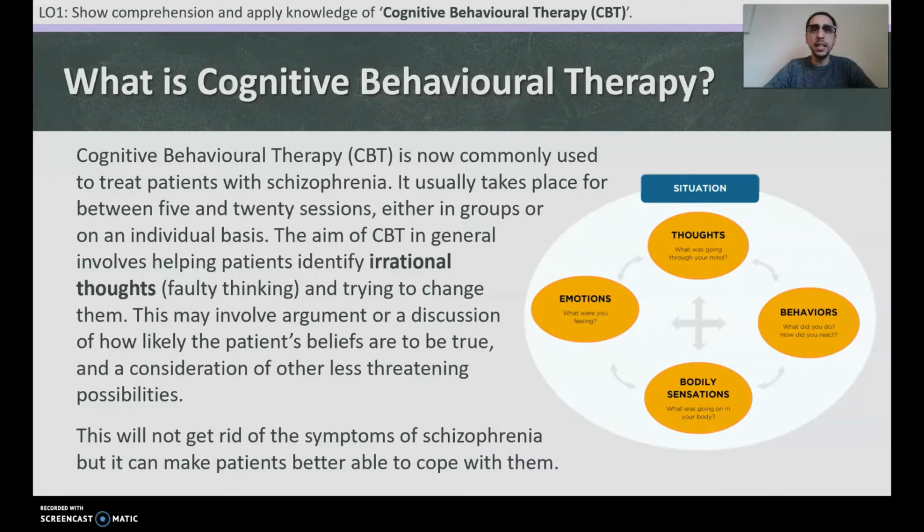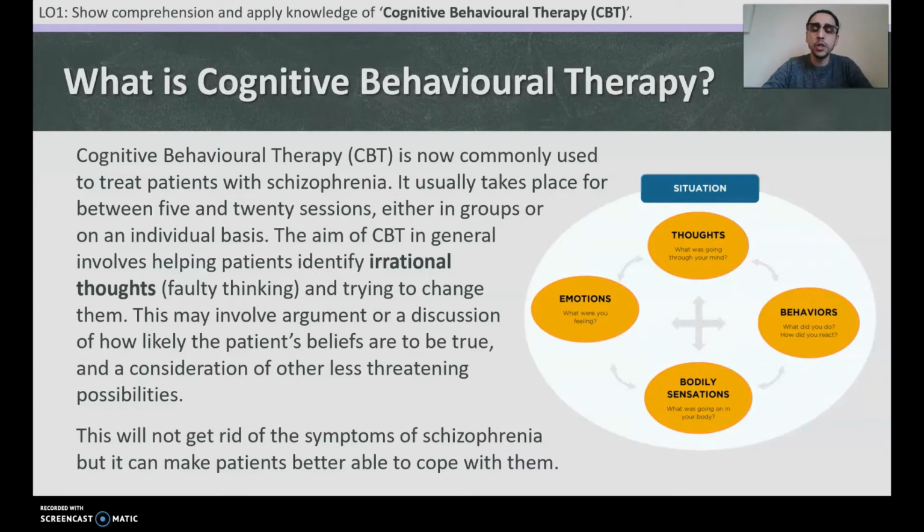The aim of CBT in general involves helping patients identify irrational thoughts or faulty thinking and trying to change them. This may involve argument or a discussion of how likely the patient's beliefs are to be true, and to consider other less threatening possibilities. This will not get rid of the symptoms of schizophrenia, but it can make patients better able to cope with them. So the drug therapy or the medication is there to reduce the symptoms. The CBT is to help them deal with any symptoms that are left over.